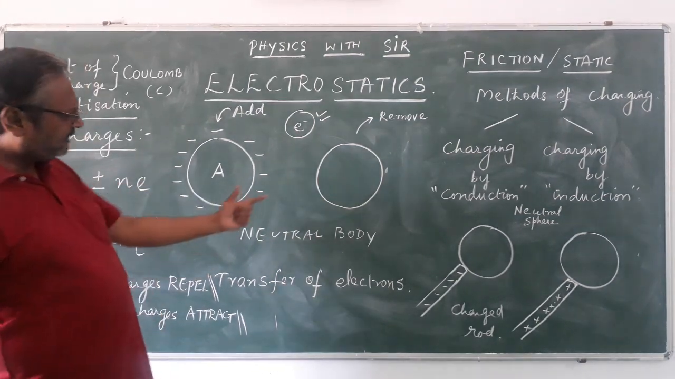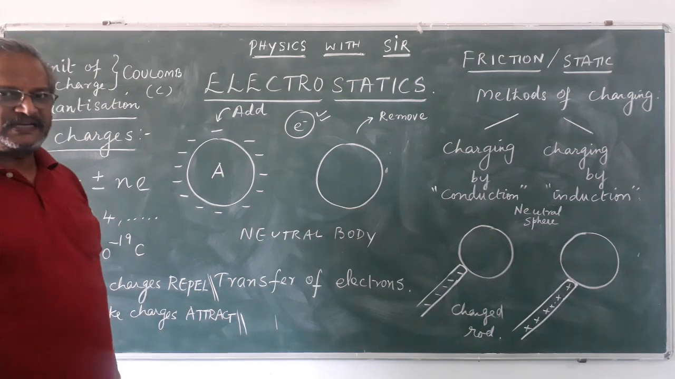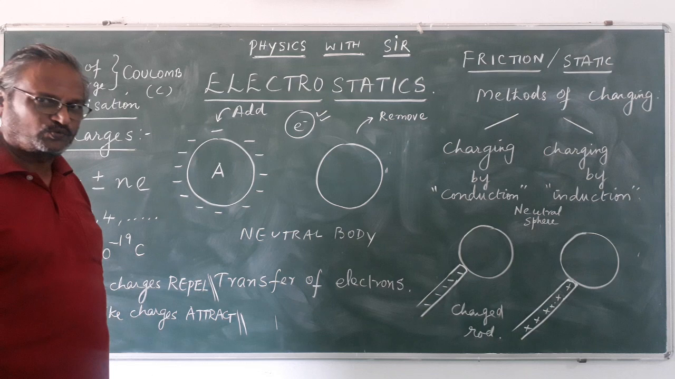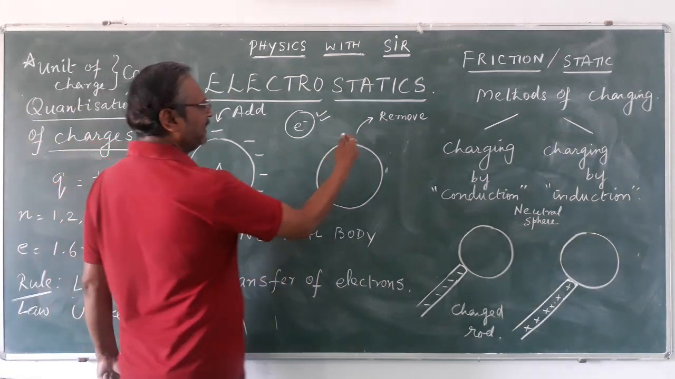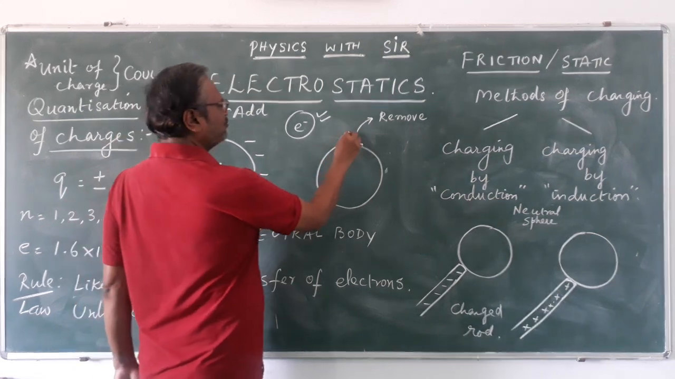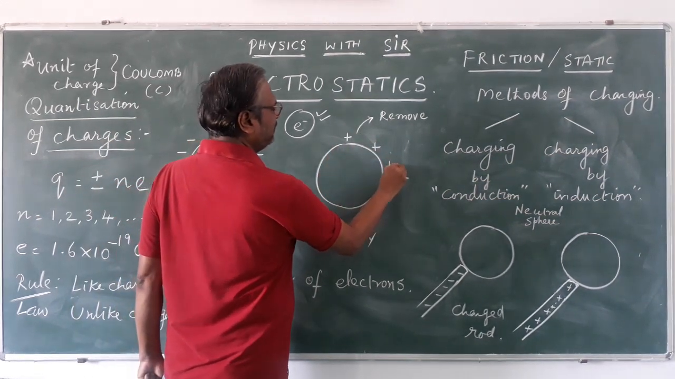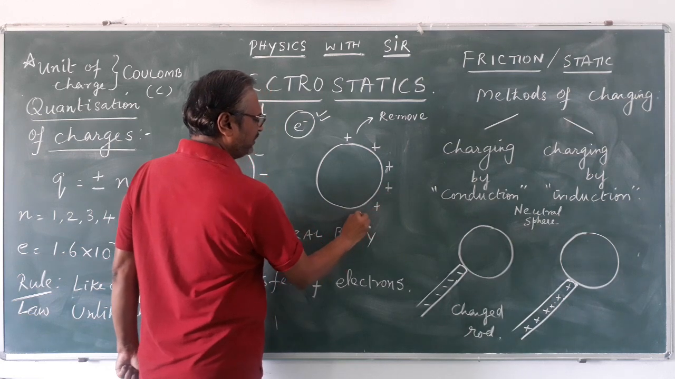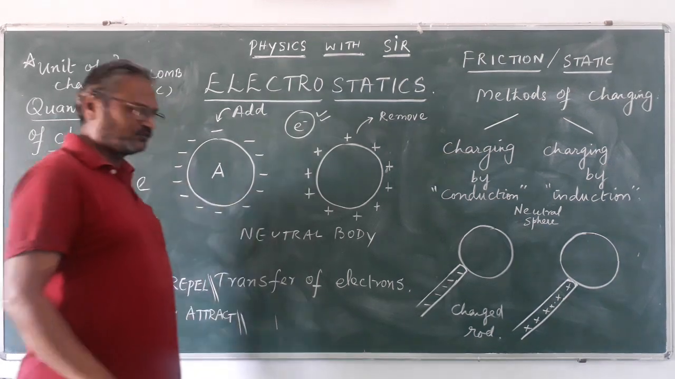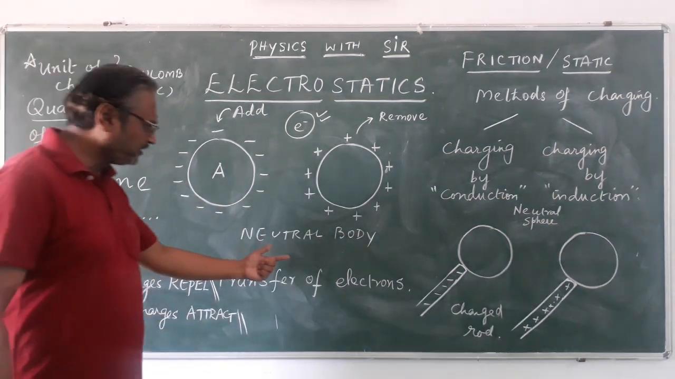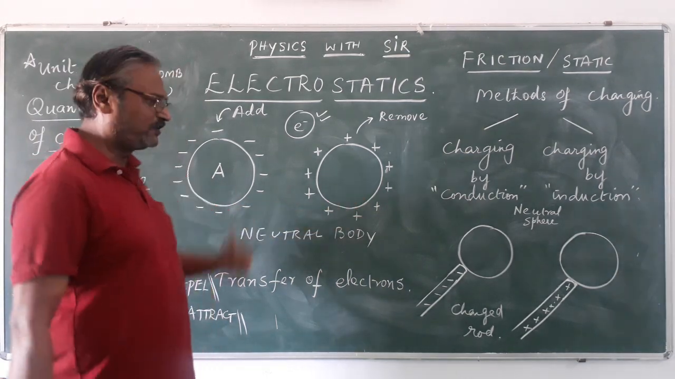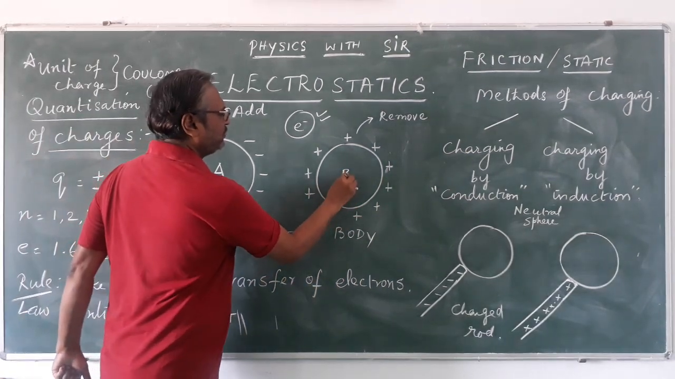Now let me take another neutral body and make it positively charged. What I can do is remove electrons. When I remove electrons, it becomes positively charged because it is short of electrons. Now a neutral body can become negatively charged or positively charged. Let us say this sphere is B.